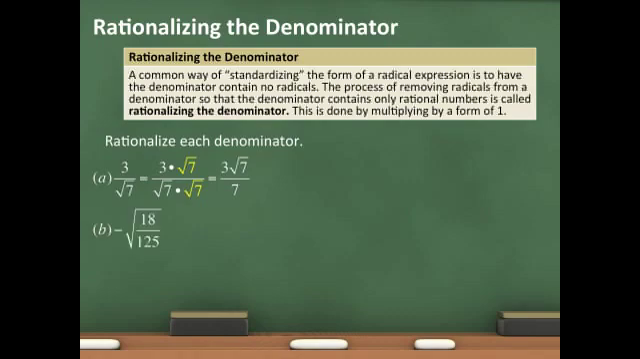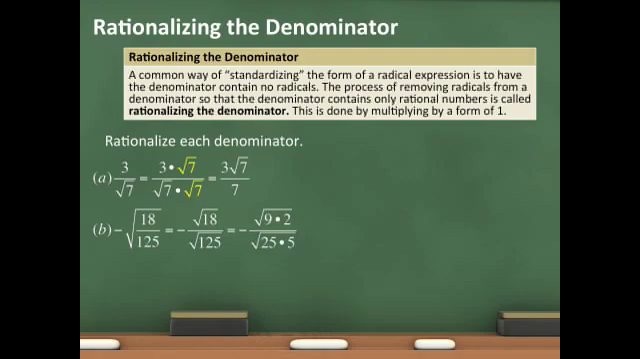In part B, notice we have a fraction inside the radical bar. Recall that fractions are not allowed inside a radical. We can use the quotient rule for radicals to help us rewrite the problem as the square root of 18 over the square root of 125. Don't forget to keep the minus sign in front of the radical.